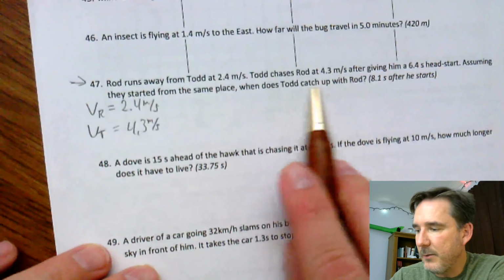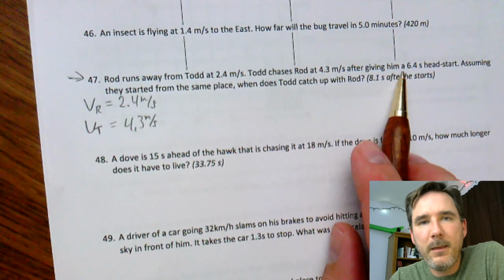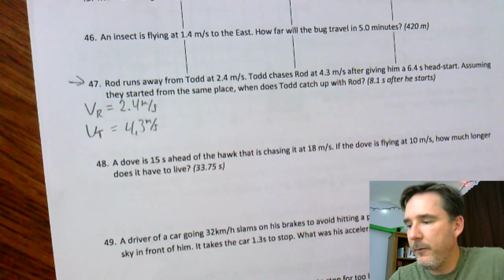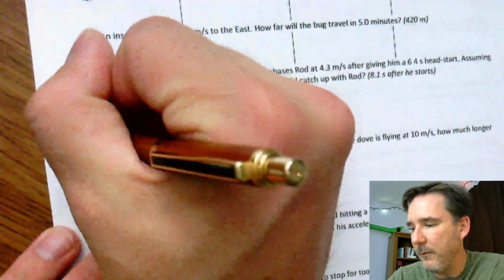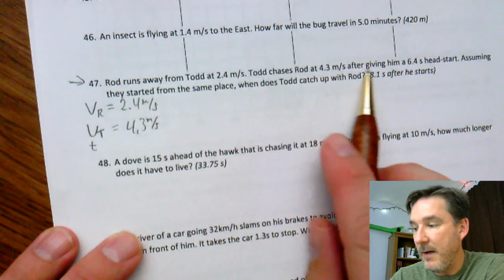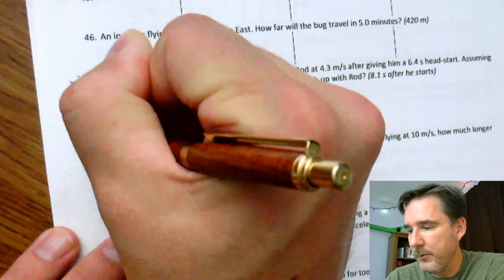It says Todd chases Rod, after giving him a 6.4 seconds head start. So think about who left first. Who left first? You're going to want to write their time first. So they ran for different amounts of time. So Todd chases Rod after giving him a head start. So that means Rod left first.